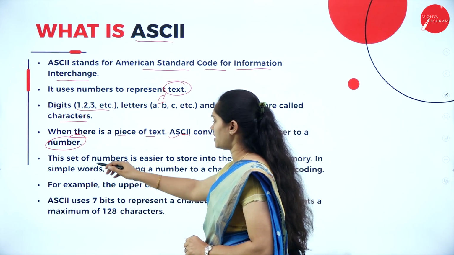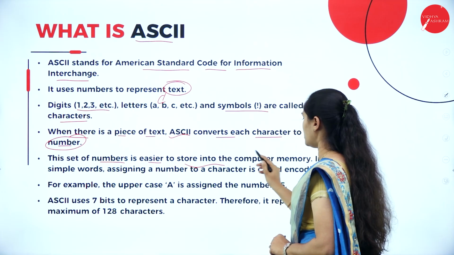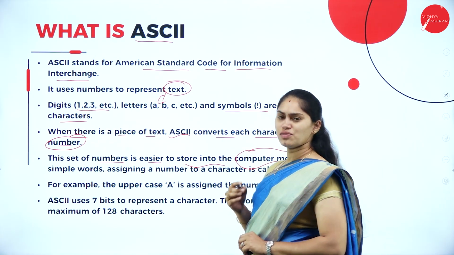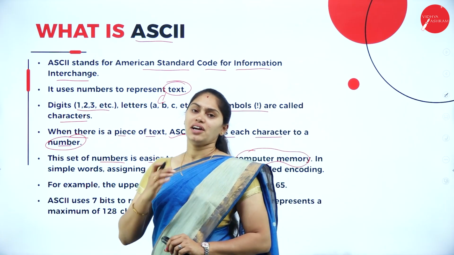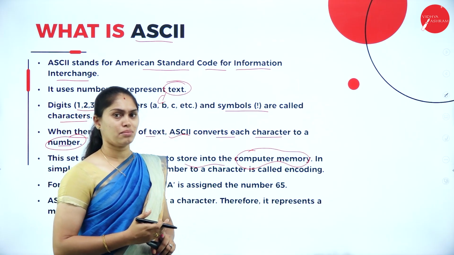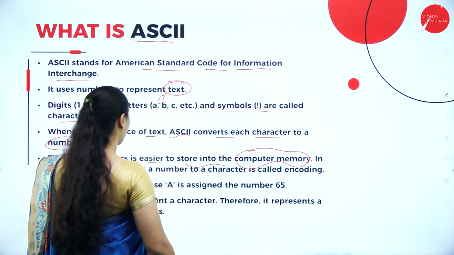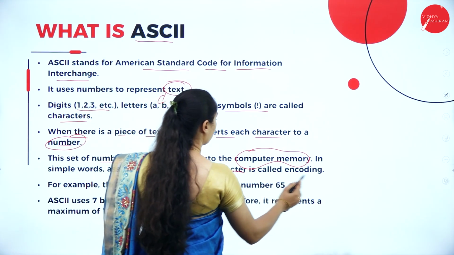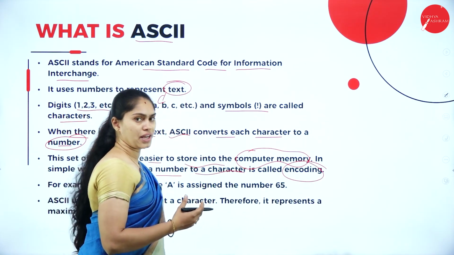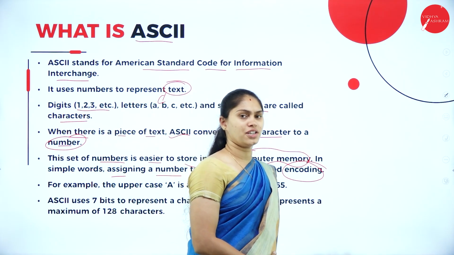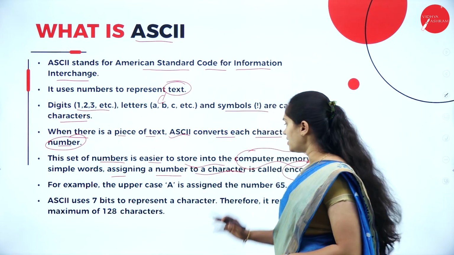So that's why the set of numbers is easy to store in the computer's memory. Instead of storing alphabets or symbols, if each has an equivalent number value, then it will be easy to store in a computer. That's why assigning a number to a character is called what? Encoding. So we are having more confidentiality to the data. We are making it encoded.